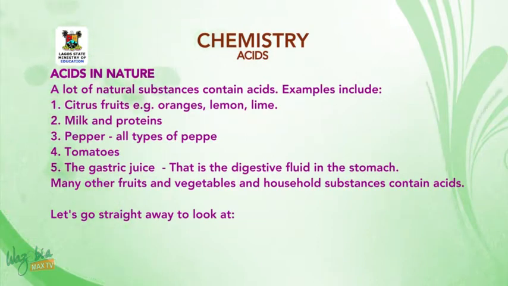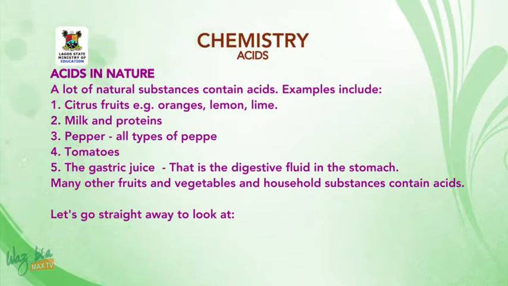Number 2, milk and proteins. Number 3, pepper, all types of pepper. Number 4, tomatoes. Number 5, the gastric juice, that is the digestive fluid in the stomach. Many other fruits and vegetables and household substances contain acids.